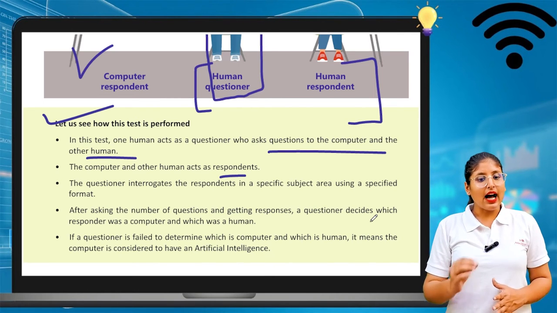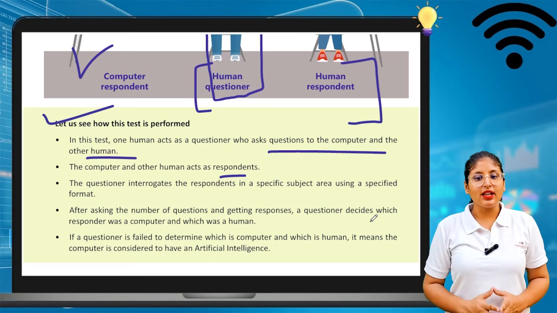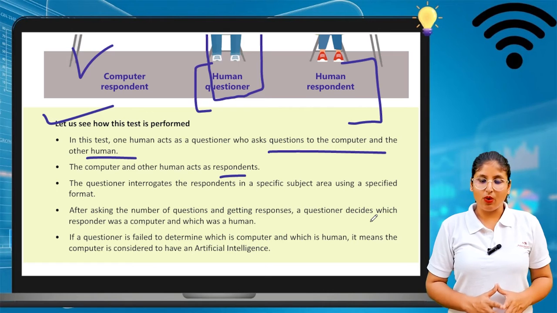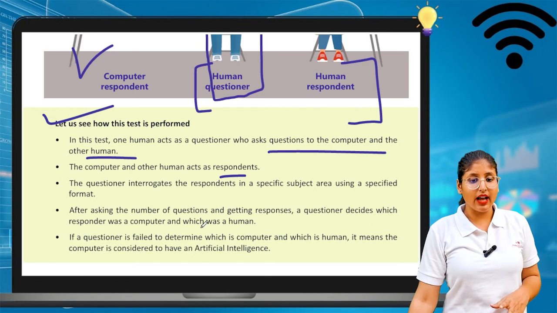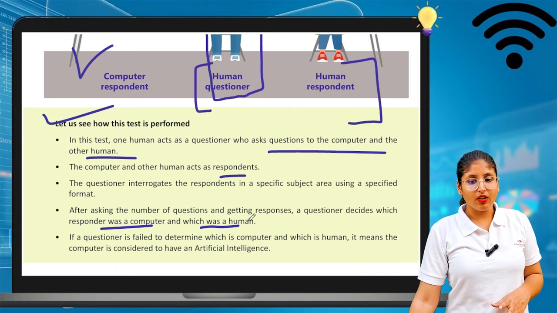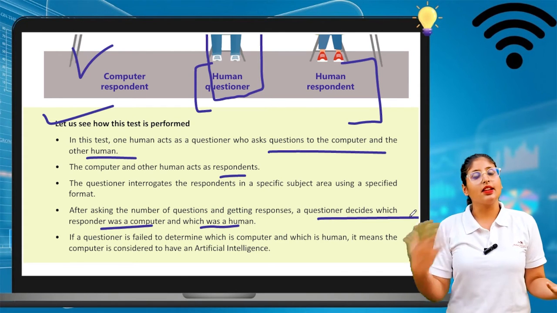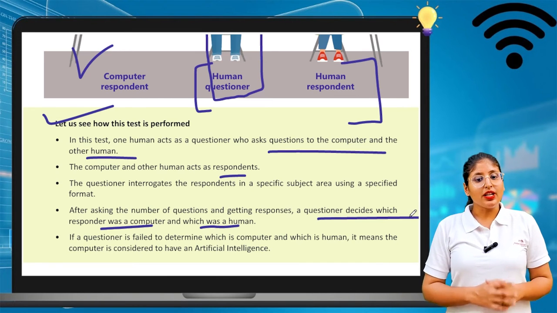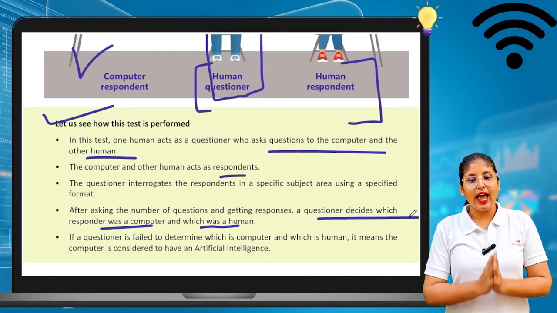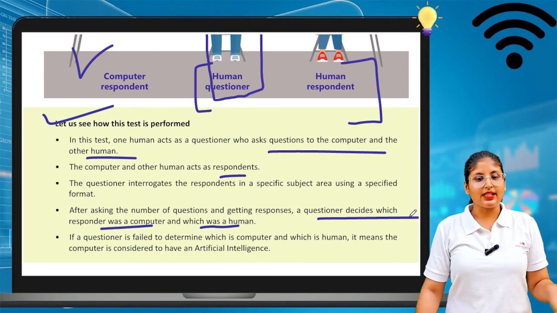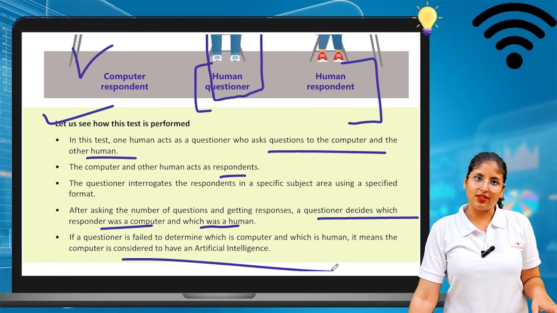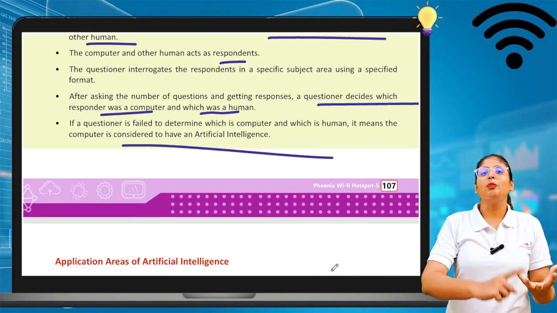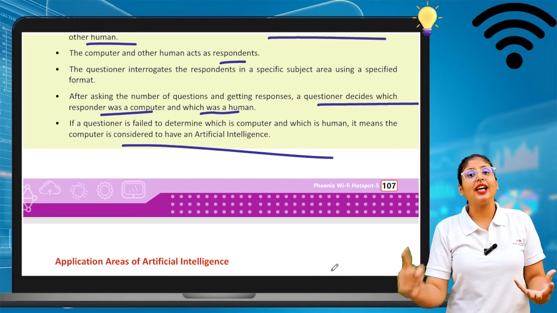After asking a number of questions and getting responses, the questionnaire decides which respondent was a computer and which was a human. They want to check the answers given by the computer against the answers given by the human being. If the questionnaire fails to determine which is a computer and which is a human, it means the computer is considered artificial intelligence. Only then can we treat a computer as artificial intelligence, when it thinks in the same way as a human being thinks.